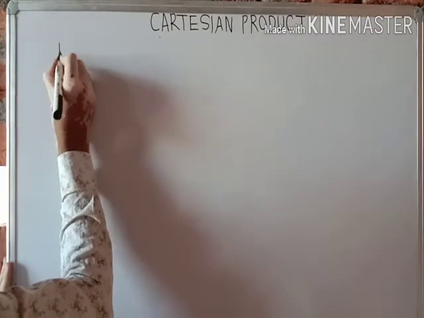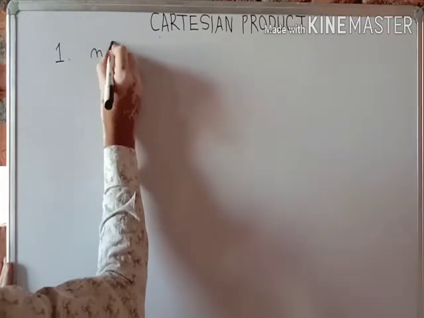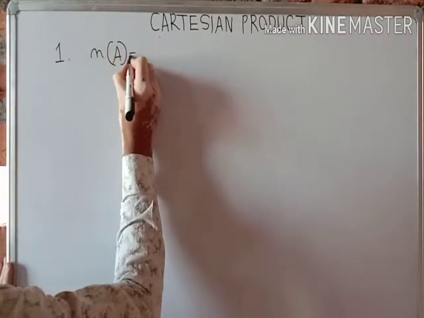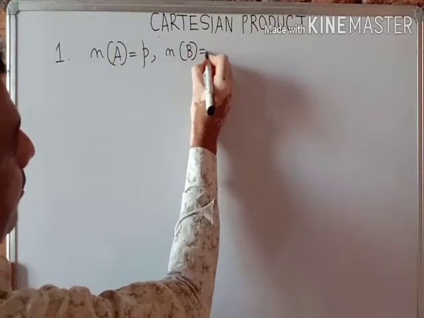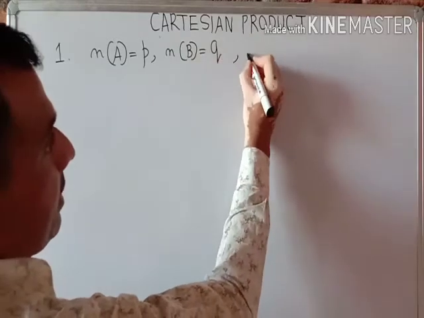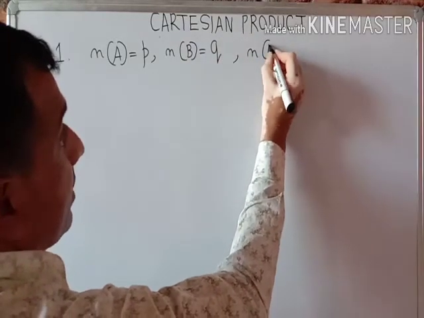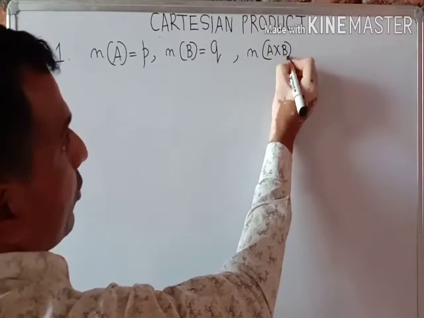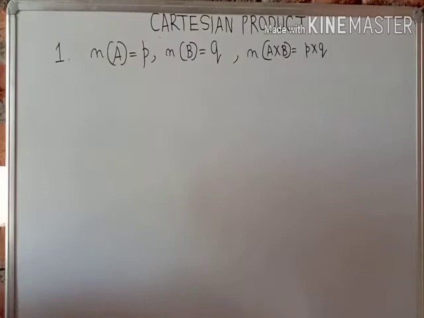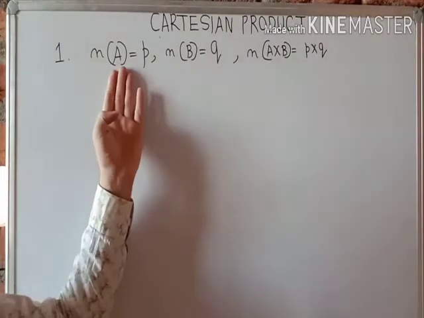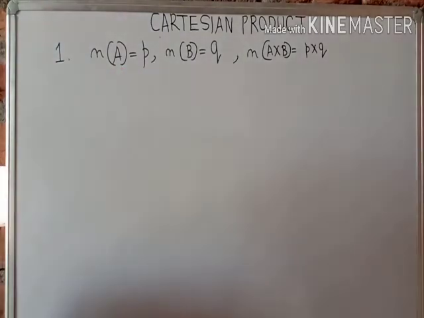First, we have already discussed, if any set A has P elements and another set B has Q elements, then the number of elements of their cross product equals P multiply Q. Suppose set A has 3 elements and set B has 2 elements, the number of elements of their cross product equals 3 multiply 2, I mean 6.